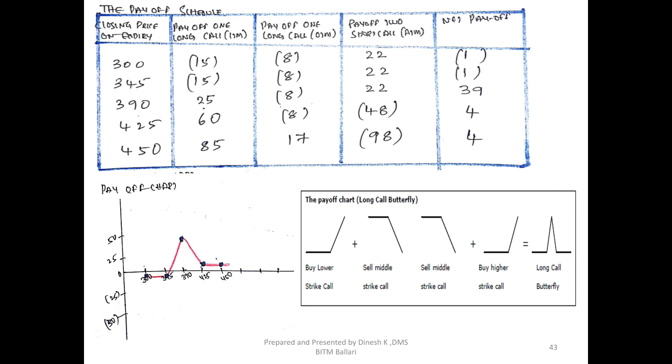The net payoff has been shown to you here. The maximum gain would be 39, and the loss is shown as 1. Here also you will find that the gain is limited and the losses are limited. This is about the long call butterfly spread strategy. If you look at the standard diagram, it will look like wings to you. If you club the long calls and the short calls together, it looks like the wings of a butterfly. That is the reason why it has been given the name long call butterfly spread strategy.